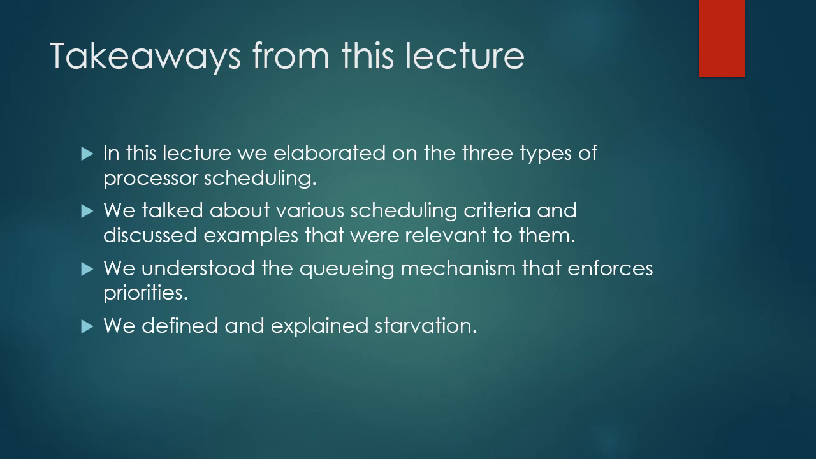In this lecture, we elaborated on the three types of processor scheduling. We talked about various scheduling criteria and discussed examples that were relevant to them. We understood the queuing mechanism that enforces priorities, and we defined and explained starvation.